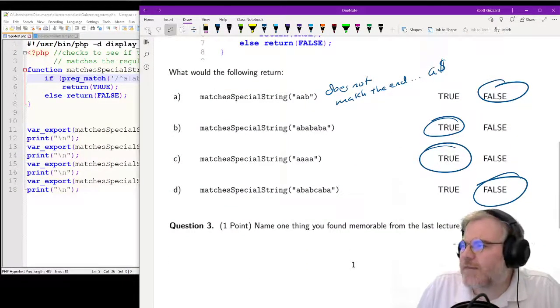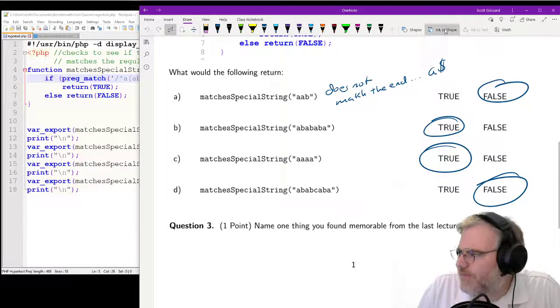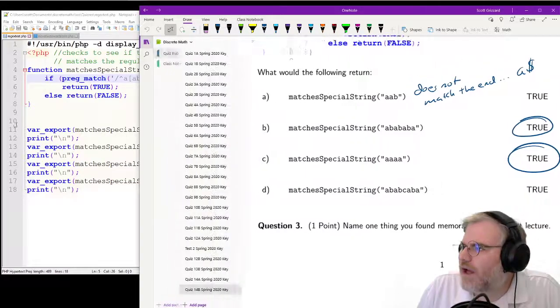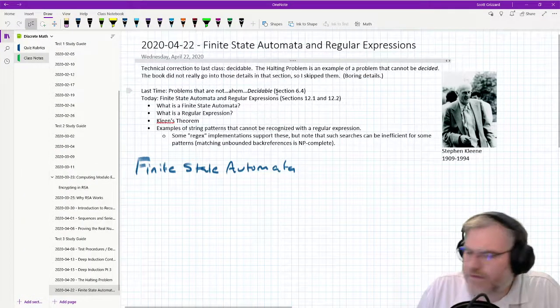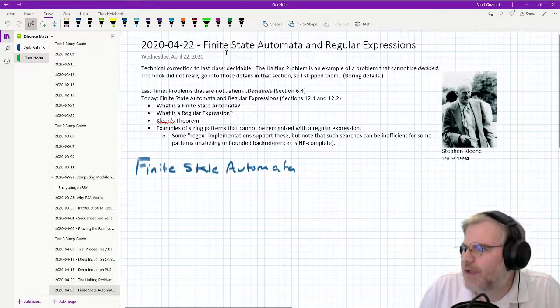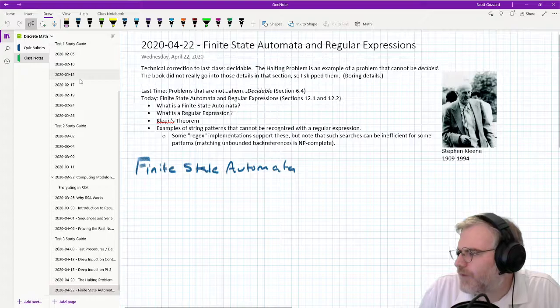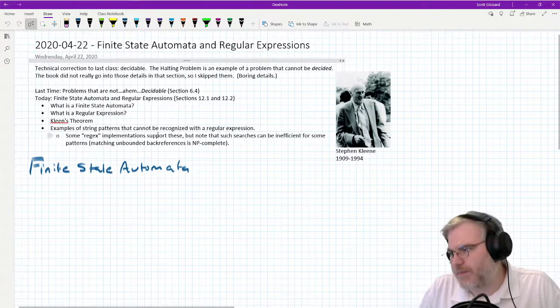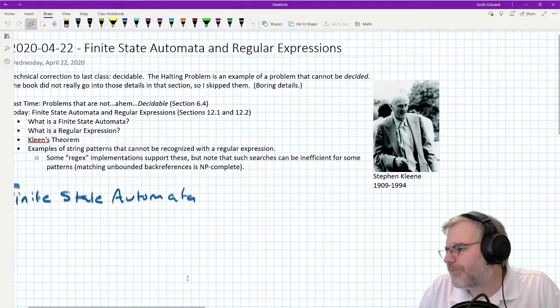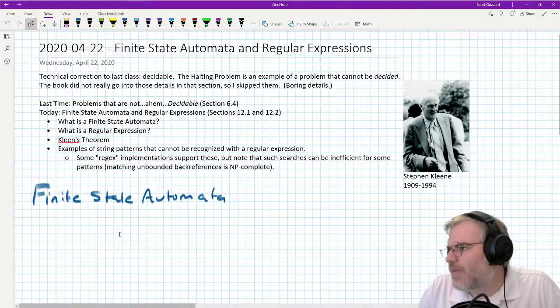All right. Well, let's talk about these regular expressions thingies. So, finite state automaton, regular expression. Let's talk about it. And the big name here is Stephen Kleene. We're going to talk about Kleene's theorem, but we're not going to prove it. And the whole point of this.